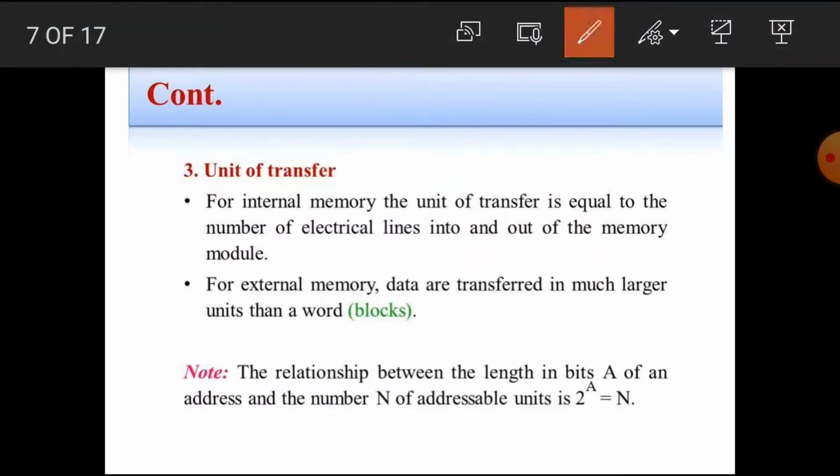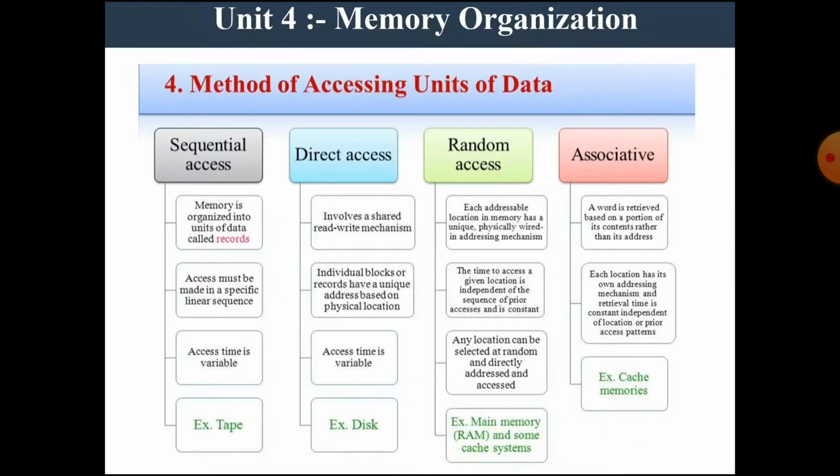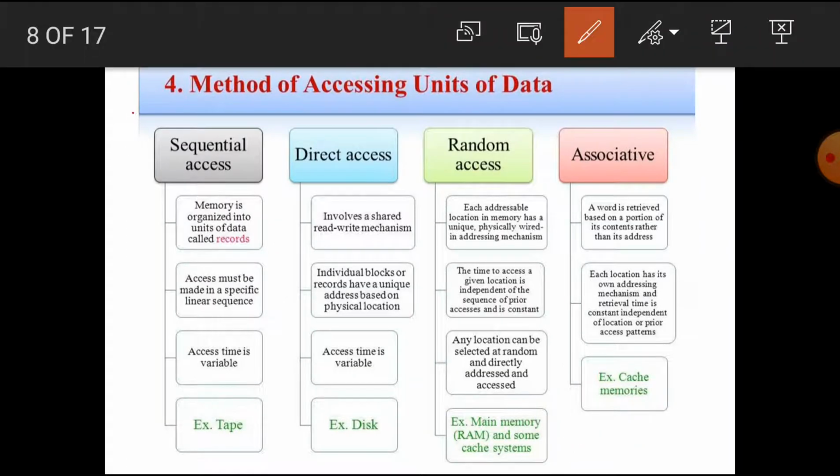The relationship between the length in bits A of an address and the number N of addressable units is 2 raised to A is equal to N. This equation we already saw in the previous video. Now the fourth one is the method of accessing units of data. We saw that there are total four methods: sequential access method, direct access method, random access method, and associative method.